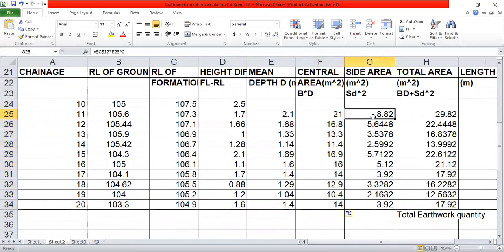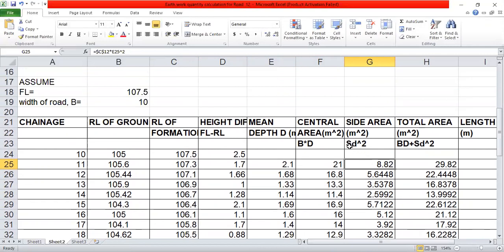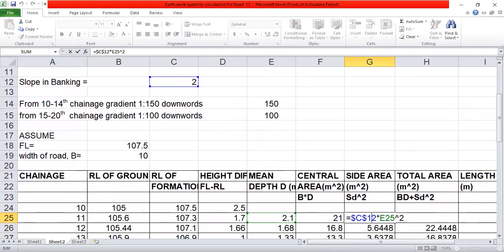Then next is the side area. How to calculate the side area is SD square. Here S is not changing, only D is changing. S is the slope in banking, slope in banking into mean depth square. This is the mean depth square. And since S is not changing, you have to put the dollar sign before the C character, and after the C character also you have to put the dollar sign.